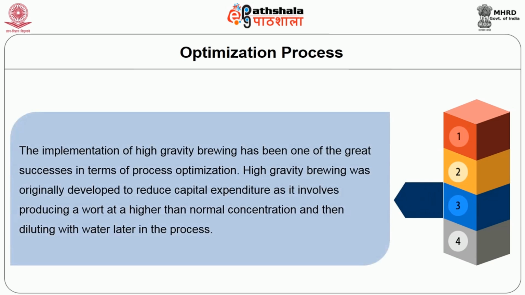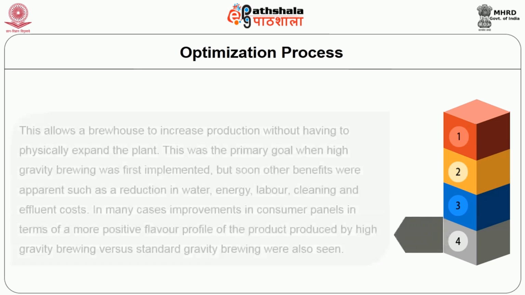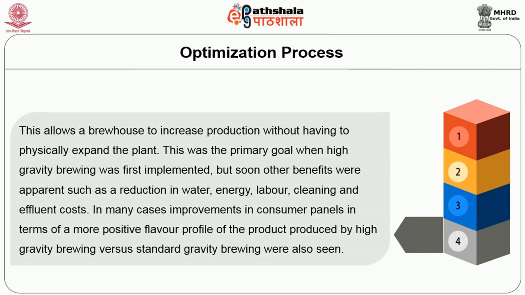The implementation of high gravity brewing here has been one of the great successes in terms of process optimization. High gravity brewing was originally developed to reduce capital expenditure as it involves producing a wort at a higher than normal concentration and then diluting with water later in the process. This allows a brew house to increase the production without having to physically expand the plant.